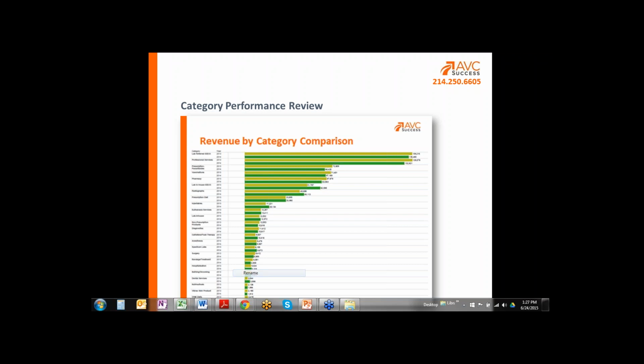But the idea is to look at, again going back historically, your category revenue, let's say in 2013 compared to 2014, compared to where you are now, okay? When we look at that, it gives you perspective, and you need to look at that to see if your current performance is relating to where you intended the practice to go.